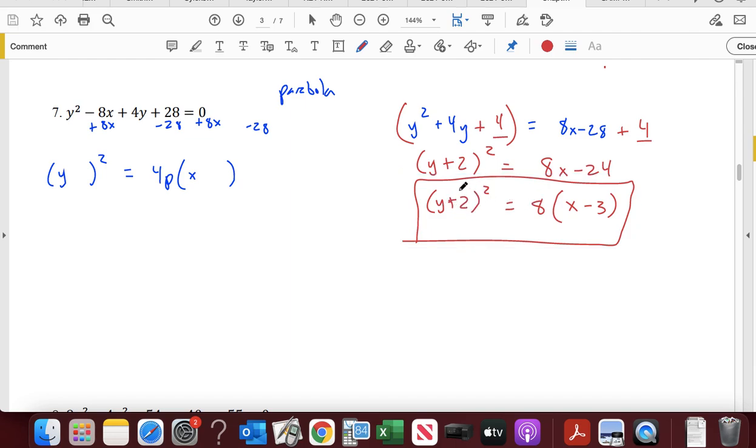And real quickly, remember this is our vertex. This doesn't ask for this, but just for practice, the vertex would be at 3, negative 2, if you were asked to find that. And then because y is squared and our 4p is 8, we would know that p would have to equal 2. So because y is squared, we go 2 to the right to our focus, 2 to the left to our directrix, and we'd be good to go.